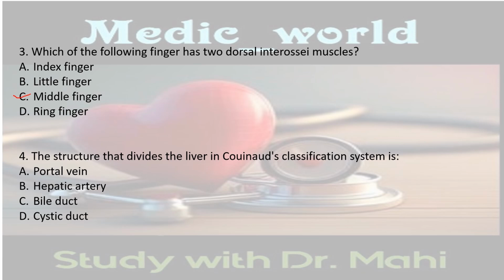The structure that divides the liver in Couinaud's classification system is. The answer to this question is option A, that is portal vein. It divides the liver in Couinaud's classification system. So the answer is option A.